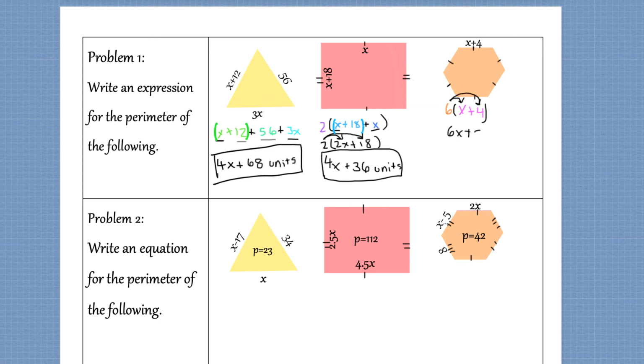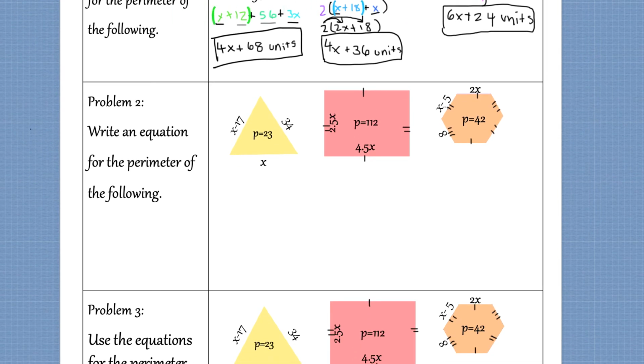So we're going to add 24. This is our resulting expression, and there are no units of measurement specified, so again, it's just units here. And this is our answer for this hexagon. Let's move on to the next question.